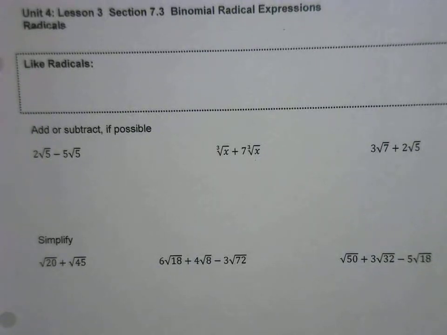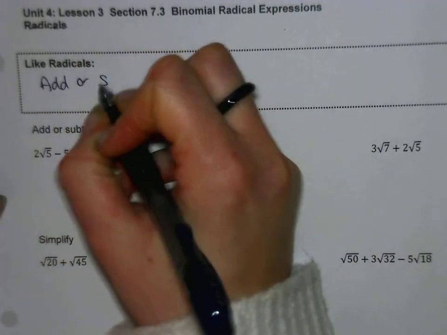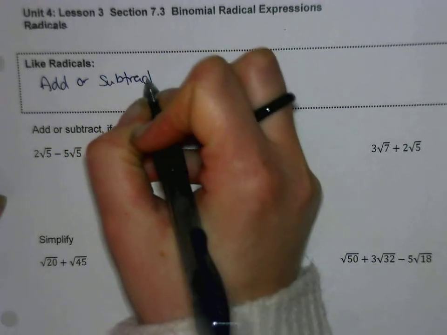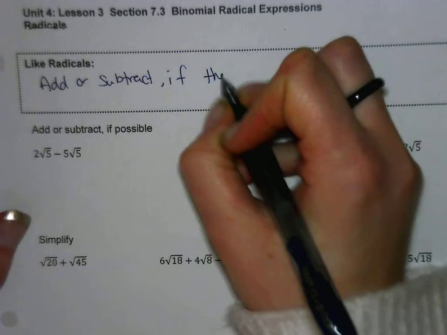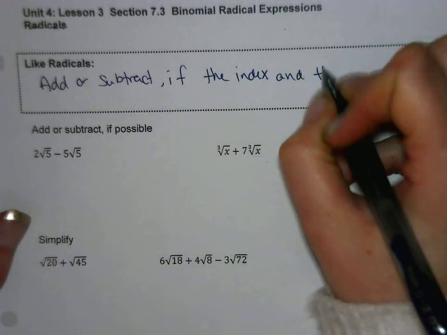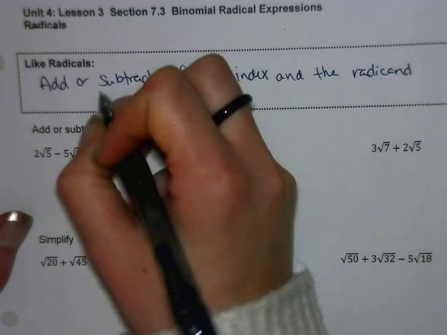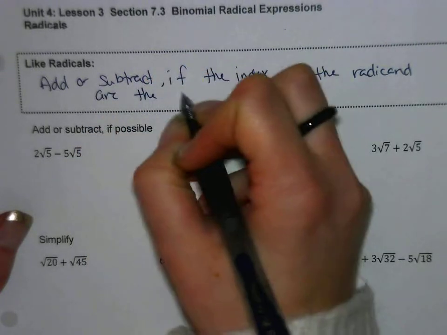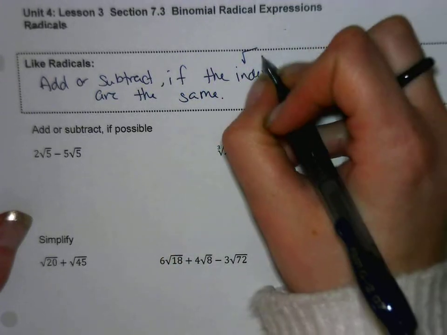Today we're going to be working with binomial radical expressions. So first, let's look at like radicals. We can add or subtract like radicals if the index and the radicands are the same. So for instance, if we had a square root, we'd have to have a square root.